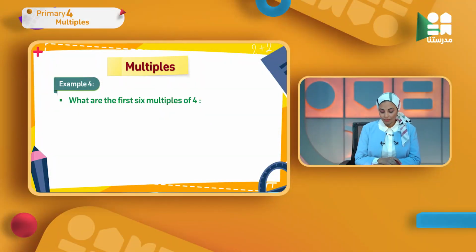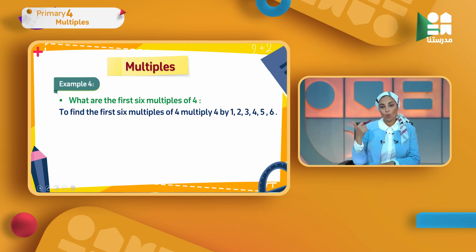What are the first 6 multiples of 4? Can you tell me what are the multiples of 4? To find the first 6 multiples of 4, we should multiply 4 by 1, 2, 3, 4, 5, and 6 only. Why? Because he wants me to write the first 6 multiples of 4, not all the multiples of 4. That's why I will multiply 4 by 1, 2, 3, 4, 5, and 6 only.